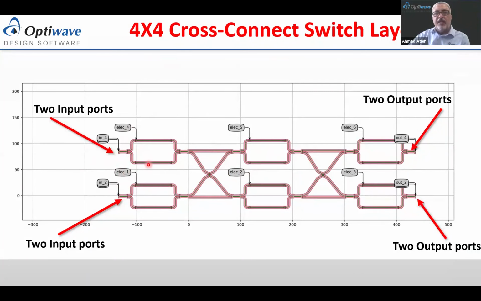And then by controlling the voltages, you can switch the input port to whichever output port here, and that's where the cross connection happens in the switch.